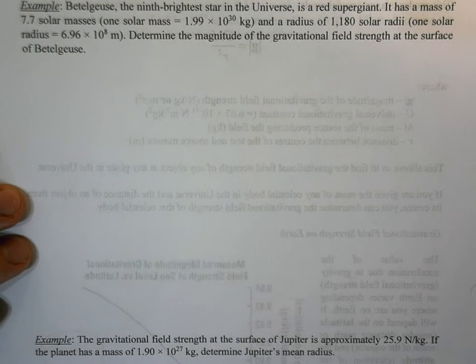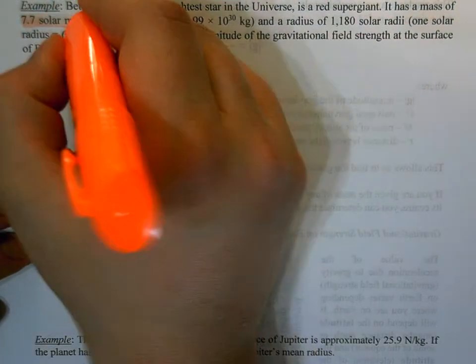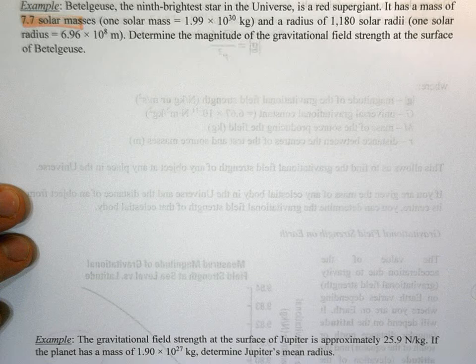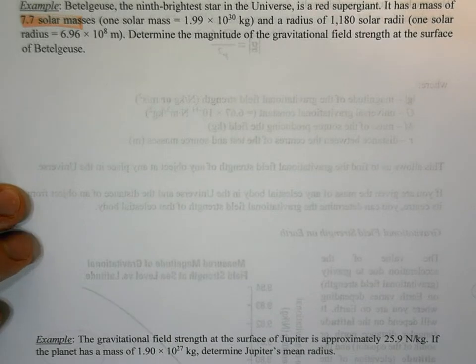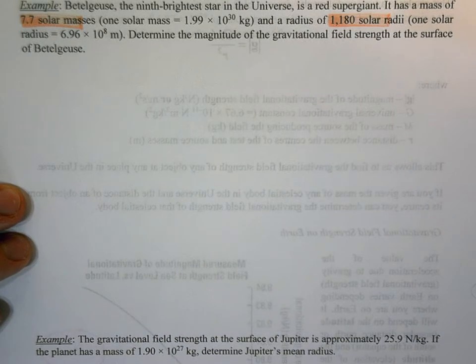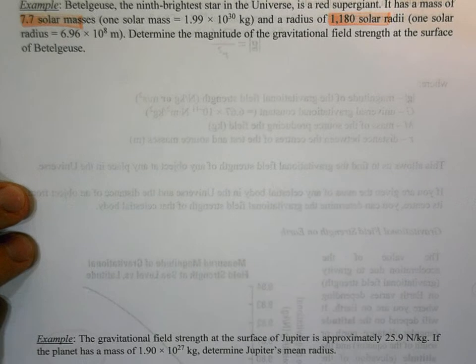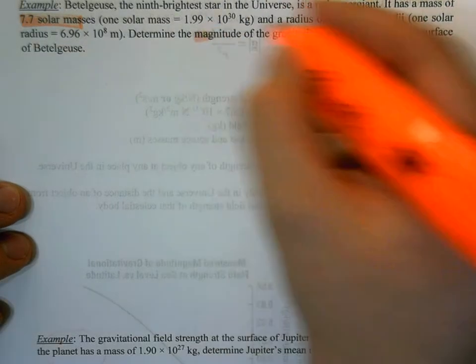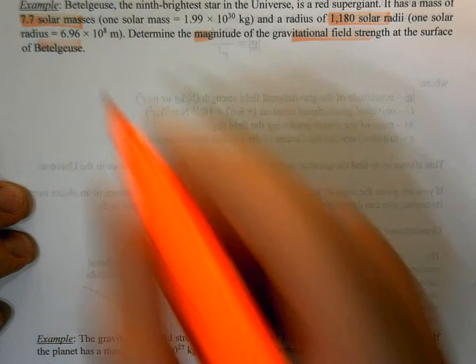Right, we're going to look at some examples of applying gravitational field strength. So let's look at this. We have Betelgeuse. It is the 9th brightest star in the universe. It's a red supergiant. It has a mass of 7.7 solar masses, one solar mass being 1.99 times 10 to the 30 kilograms. And it has a radius of 1,180 solar radii. And we're told one solar radius is 6.96 times 10 to the 8 meters. So we are going to determine the magnitude of the gravitational field strength on the surface of Betelgeuse.